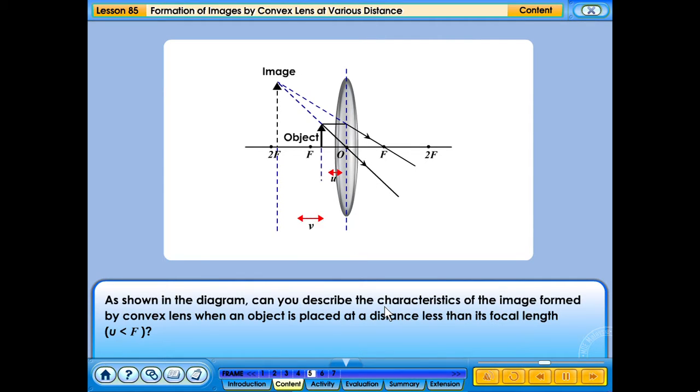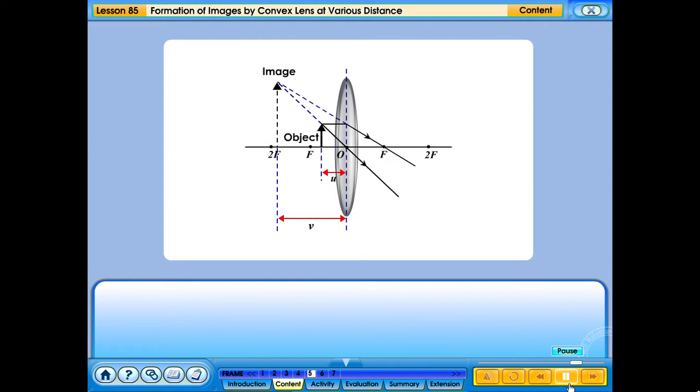As shown in the diagram, can you describe the characteristics of the image formed by a convex lens when an object is placed at a distance less than its focal length? The image formed is virtual, upright, enlarged. The position of the image is behind the object and lens.